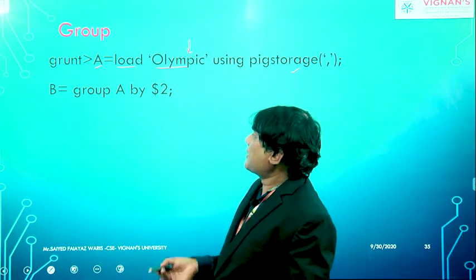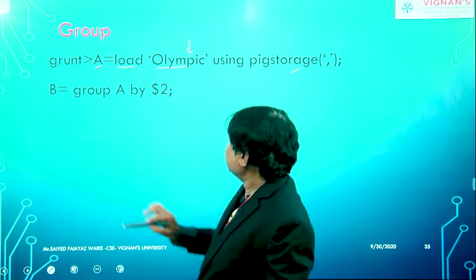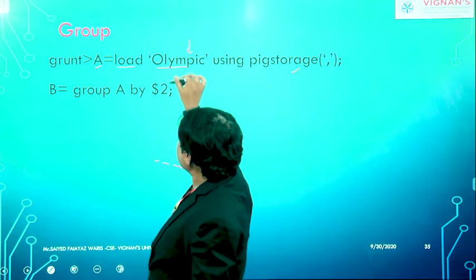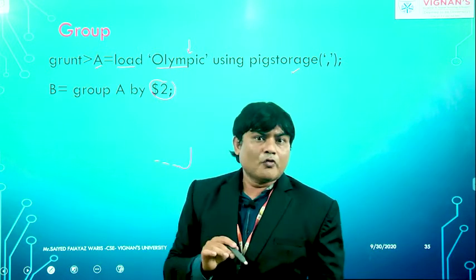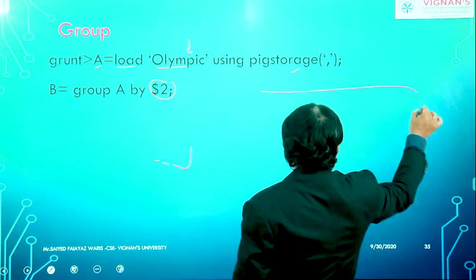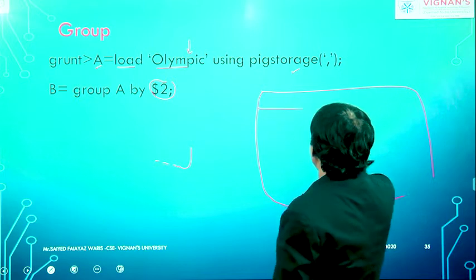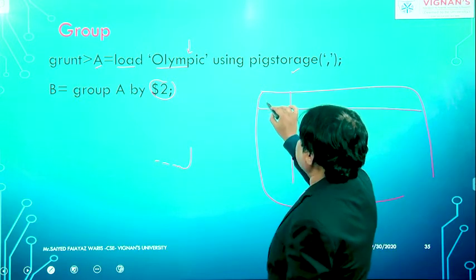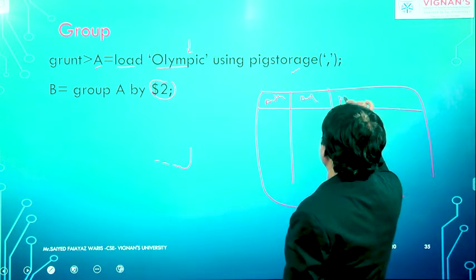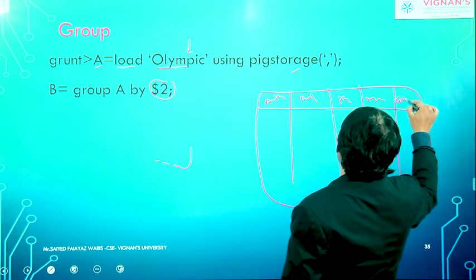Then I am going to do some transformation. The transformation I am doing is B equals group A by $2. What does $2 mean? It means this Olympic file will have many fields, like the name of the athlete, the address of the athlete, the phone number, the email address of the athlete, and also the country to which he belongs.